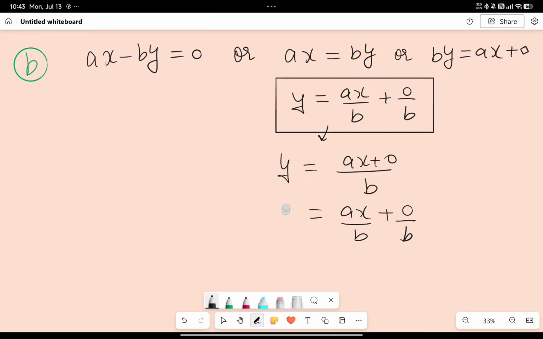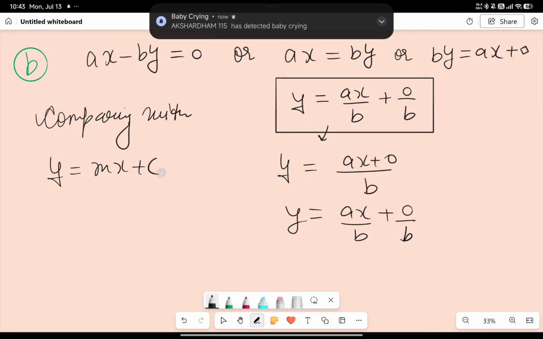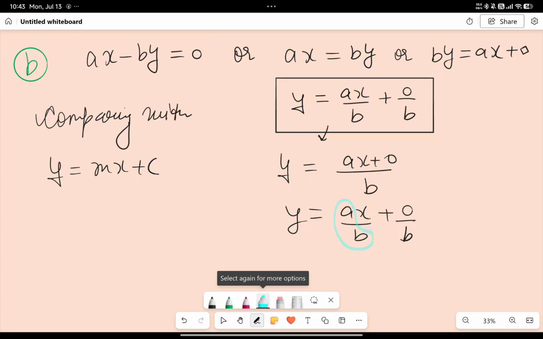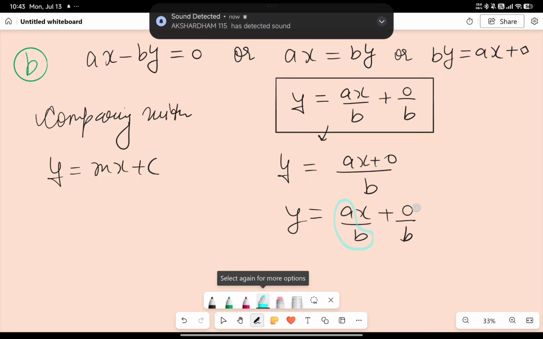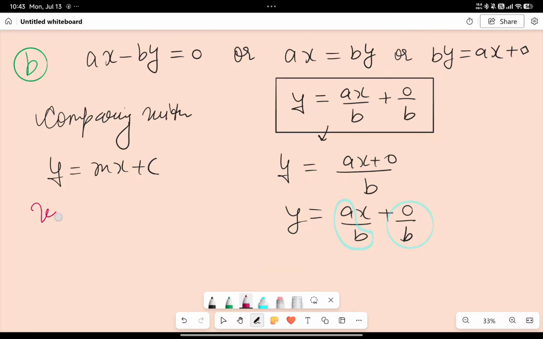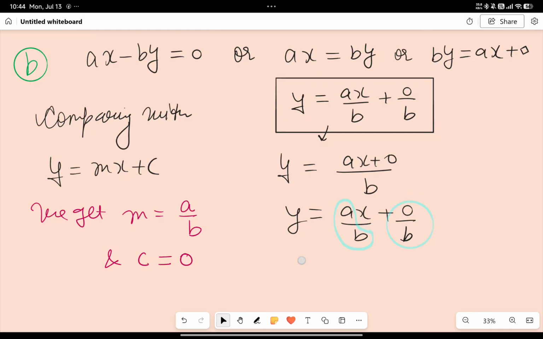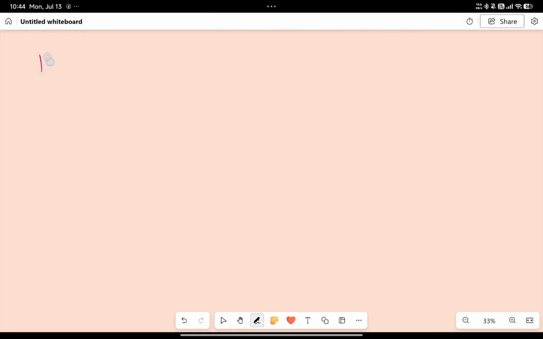Now comparing with y is equal to mx plus c, you see here this portion is called m and this portion is 0, so this would be c. We get m is equal to a over b and c is equal to 0. I hope you have understood. Moving to the next, the third part.